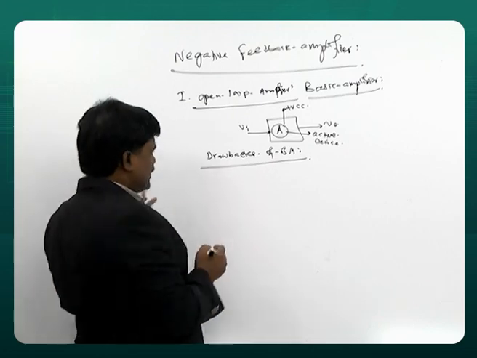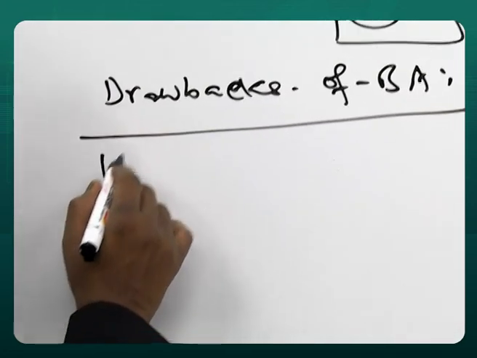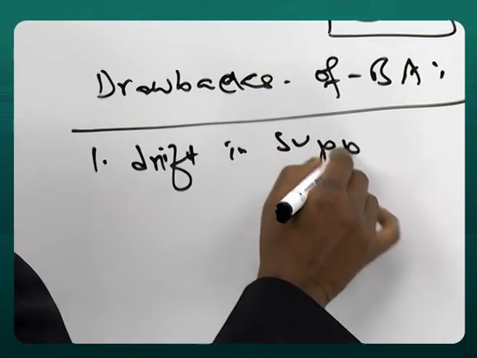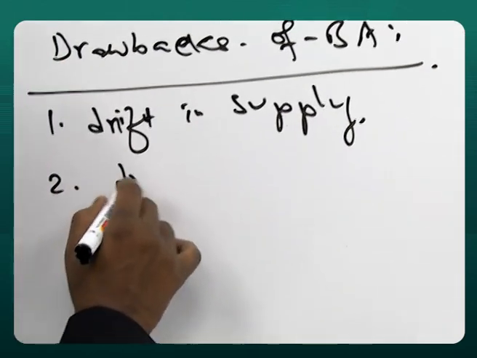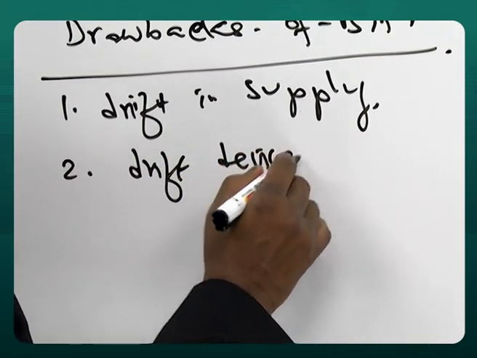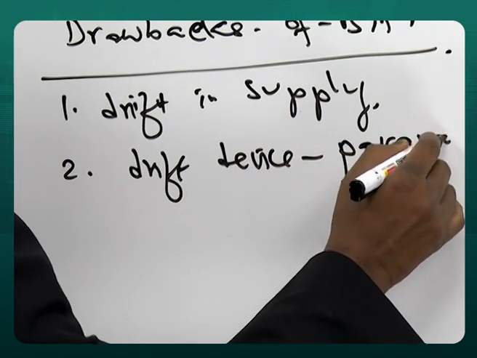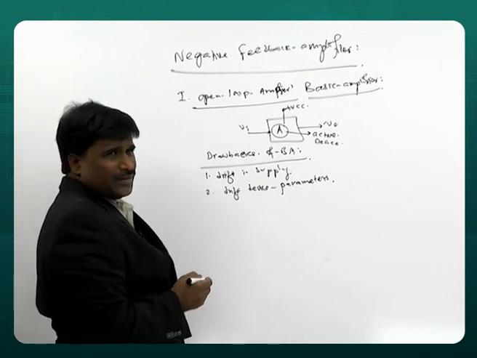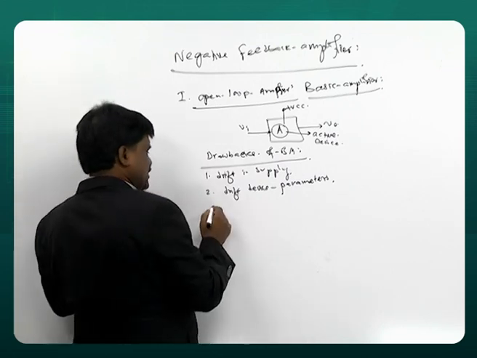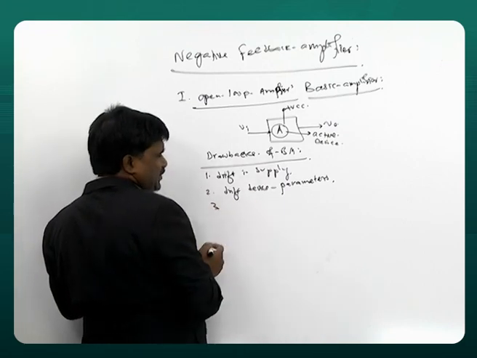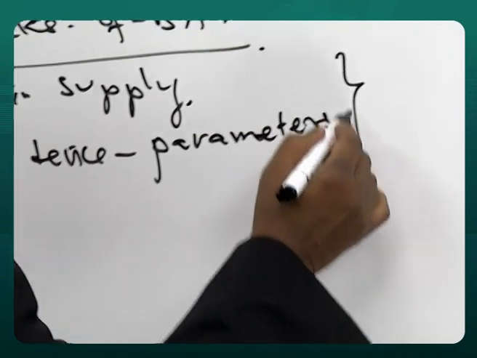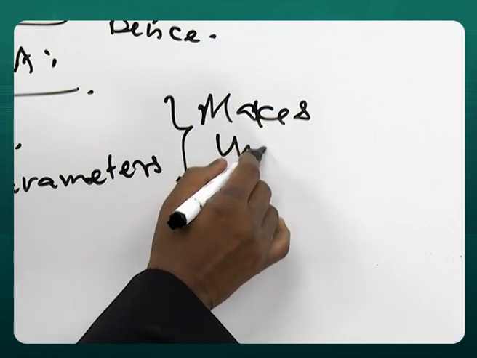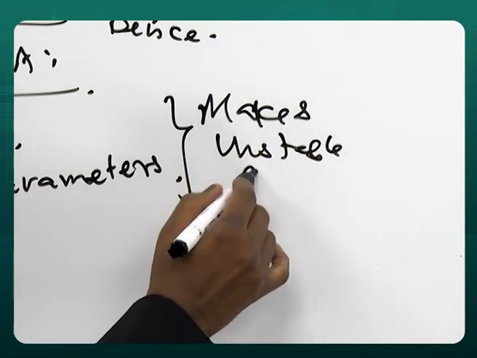The first drawback is drift in supply. Second, drift in device parameters. Drift in supply, drift in device parameters. When you say drift in device, these two together make the gain unstable. Unstable gain.